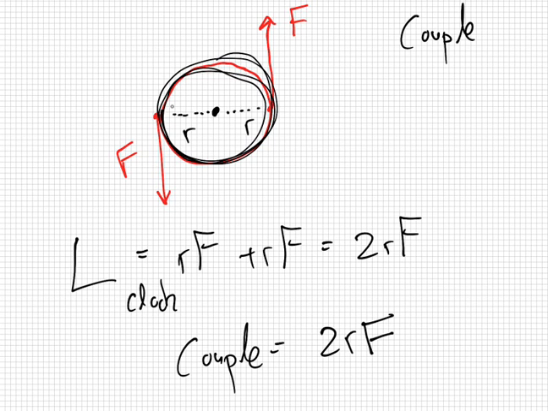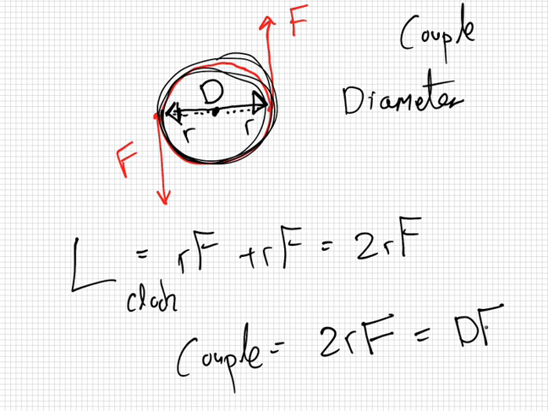But what's 2 or? There's a word for 2 or. What's this called? Diameter. So you can also write the formula as just diameter multiplied by force. Clockwise or anti? Oh sorry, I wrote clockwise, thank you Saeed, anti-clockwise.